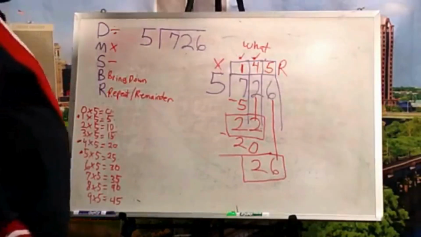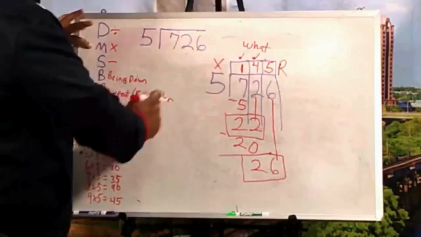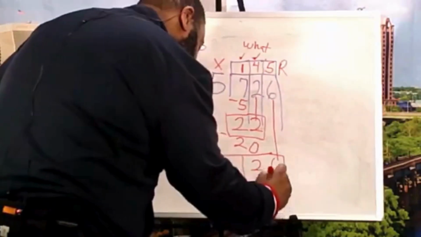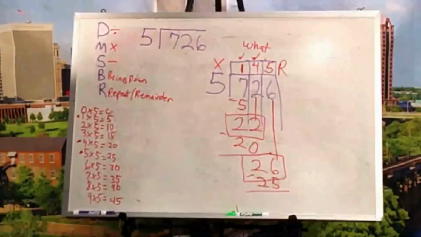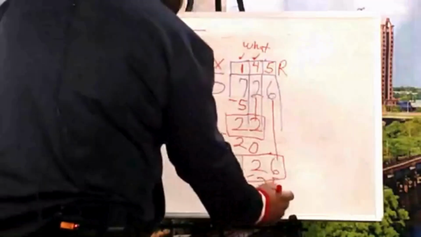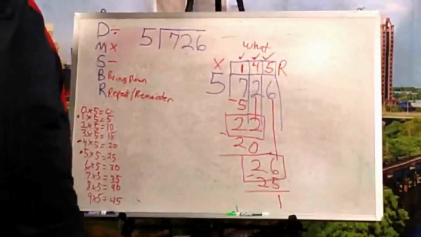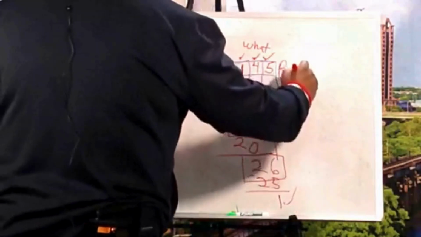5 times 5 is 25. Why are we doing that? Because that's multiplying. 5 times 5 is multiplying. And then our S, which means to do what? Subtract. 26 minus 25 is 1. I go back up and I check off. We don't have anything else. All I have is my R. And I bring this back up here, and remainder of 1.